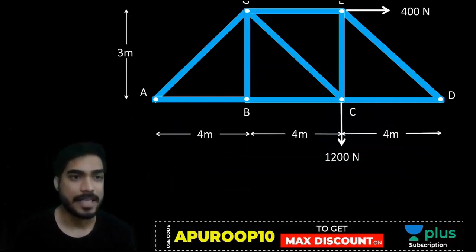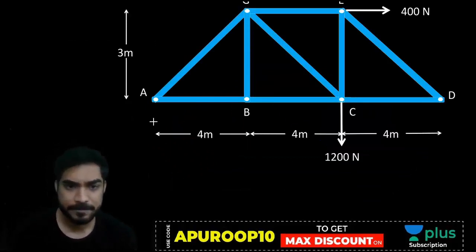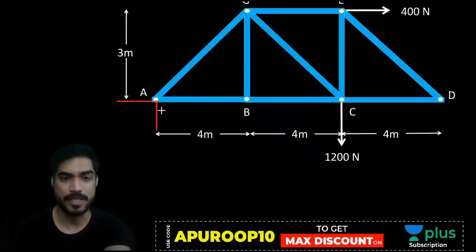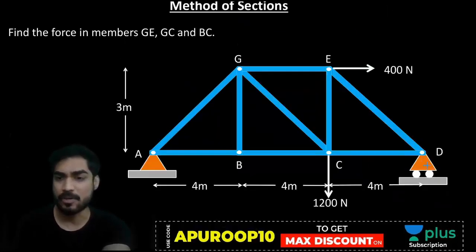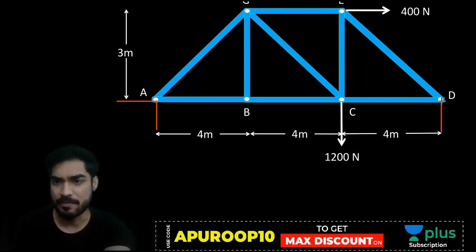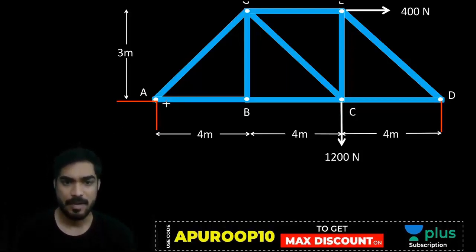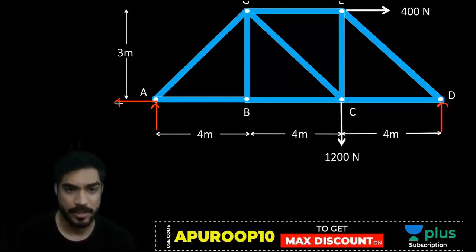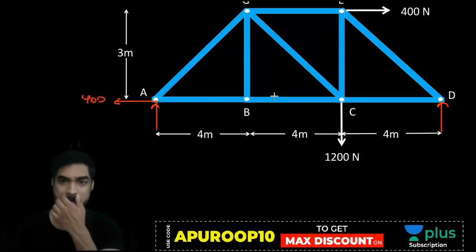There will be a vertical reaction at A and a horizontal reaction at A, as there is a hinge support at A. There is a roller support at D, so there will be only a vertical reaction. There is only one horizontal force acting on this truss, 400 Newton, so this horizontal reaction will be equal and opposite, 400 Newton. Now there are two unknowns, RA and RD, the vertical reactions at A and D.